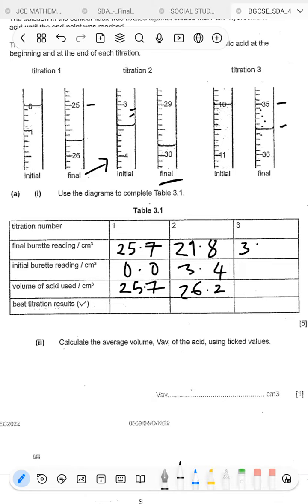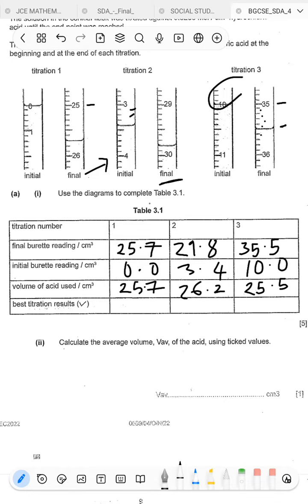So 35.5, and then the initial one, this one is going to be at 10.0, and then the difference there is 25.5.